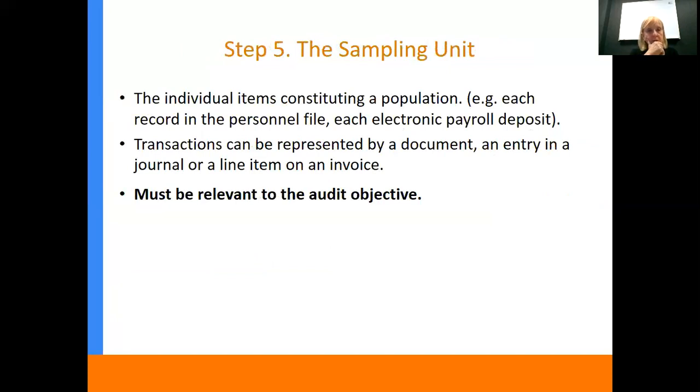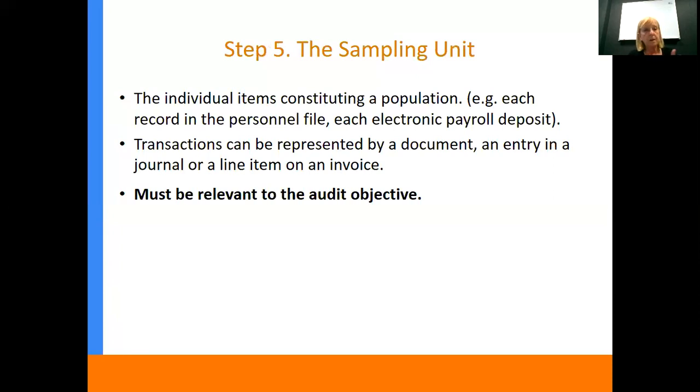And then I have to decide what my sampling unit is. And the sampling unit is the individual item that makes up the population. So it could be a record in a personnel file. It could be an electronic payroll deposit. It could be a timesheet. It could be a payroll slip. I need to decide what is the sampling unit that I need. If I'm sampling inventory, it would be an item of inventory, a physical item. So if I want to check for existence of inventory, my sampling unit has to be an item of inventory.